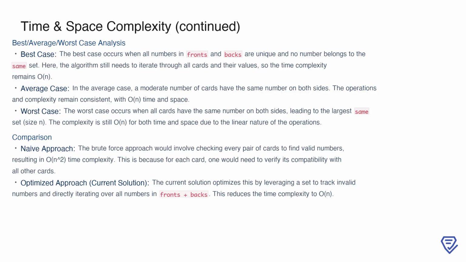Comparing this to a naive approach, a brute force solution would check every pair of cards to determine valid numbers, leading to O(n²) time complexity. The optimized solution we're analyzing avoids this inefficiency by directly iterating over the combined list and using a set to track invalid numbers, reducing the time complexity to O(n).